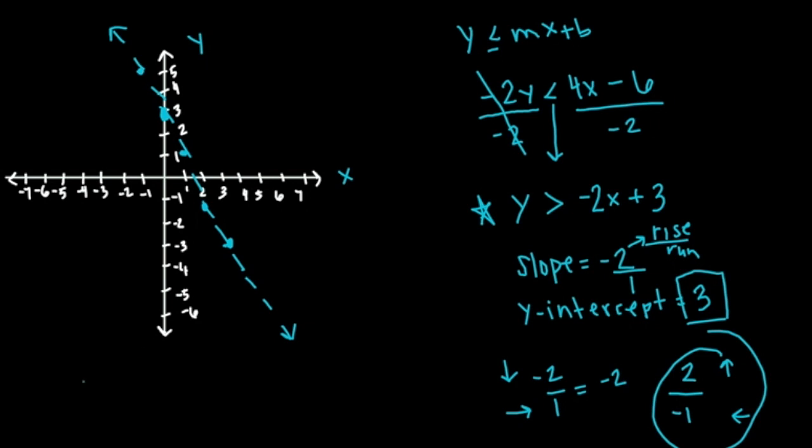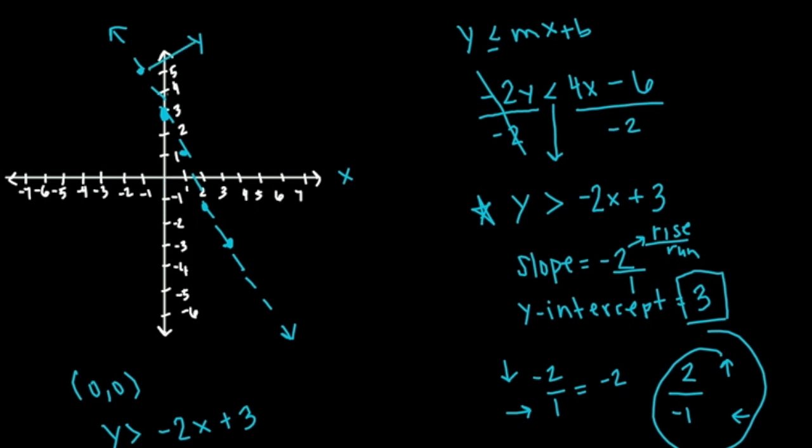Now I'm going to do my testing point, which again, 0, 0 is always a good testing point. So I'm going to take my y is greater than negative 2x plus 3 and input my 0, 0. So y is 0. It's greater than negative 2 times 0 plus 3. So 0 is greater than negative 2 times 0, which is 0. 0 plus 3 is 3. So 0 is greater than 3 is not true. So that means this point, my testing point 0, 0, is not a part of the solution.